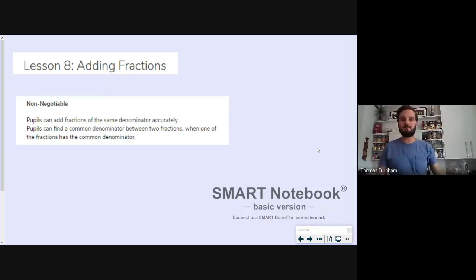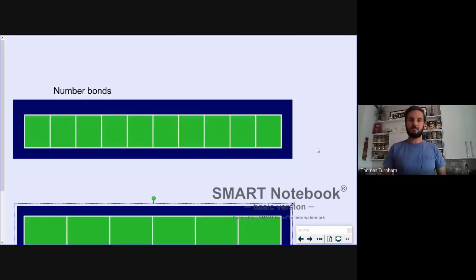So you might have noticed that what we were doing yesterday was kind of merging towards adding fractions as we were looking at bonds, basically, fraction bonds, a bit like number bonds. We're going to take that, extend that a little bit further today into adding of fractions with the same denominator and with different denominators. So yesterday we were looking at fraction bonds essentially.